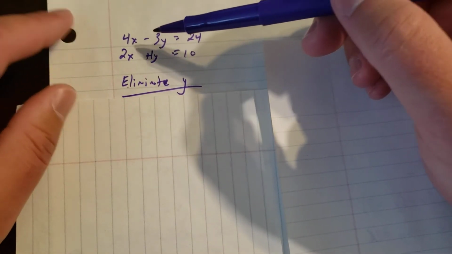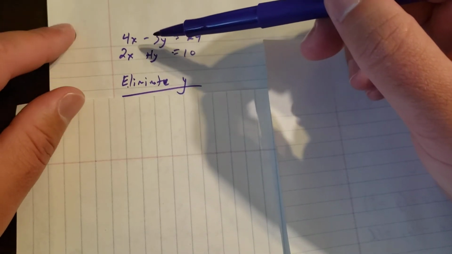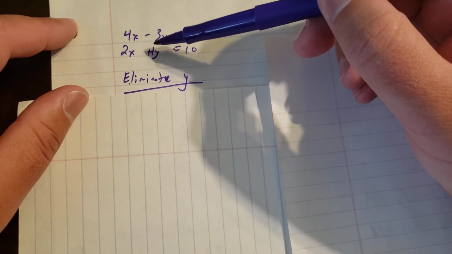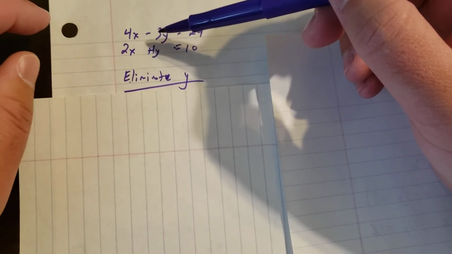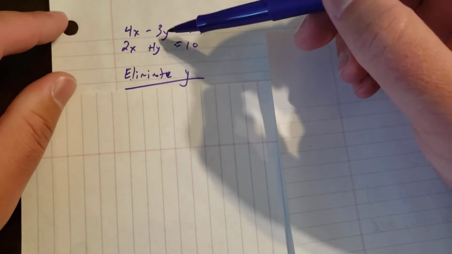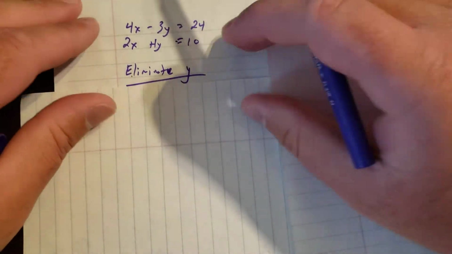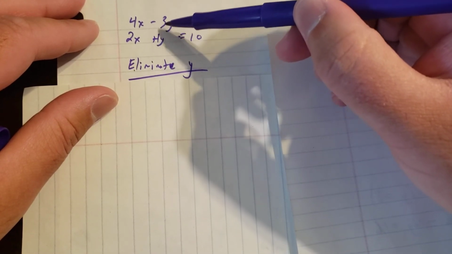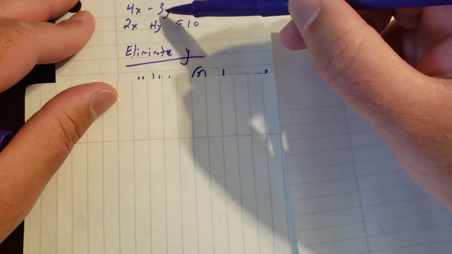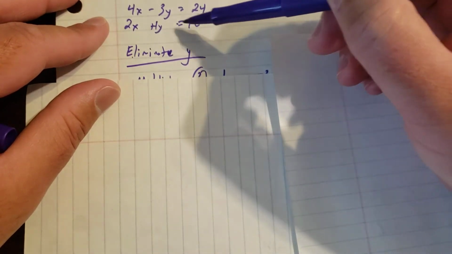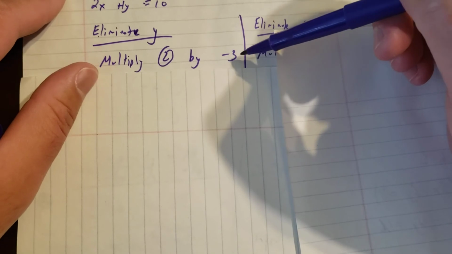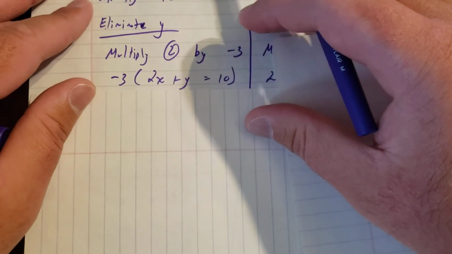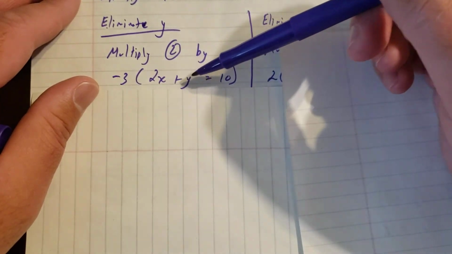There is another way to handle this, but what I usually recommend to keep things simple is that if my signs are opposite, when I multiply by a number to get the same coefficient, I multiply by a negative. For example, 1 and 3 have a common multiple of 3. Since this is a negative 3, instead of multiplying this equation by 3, I could multiply it by negative 3. That gives me negative 3 times (2x + y) = 10.